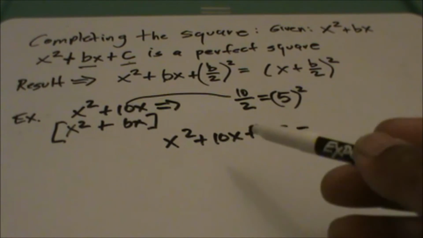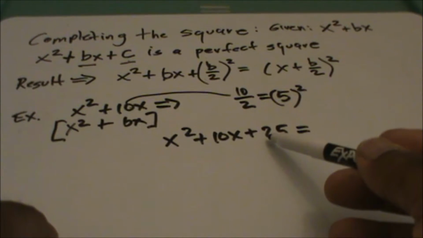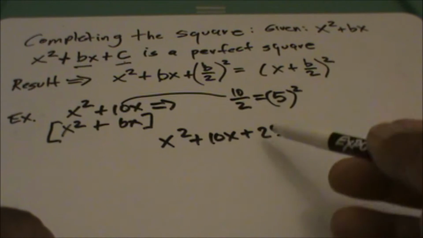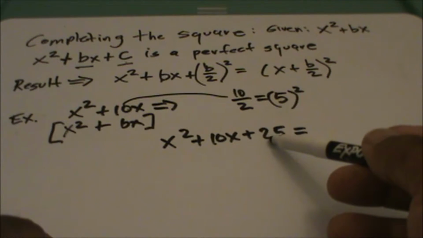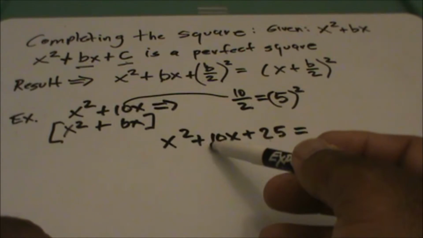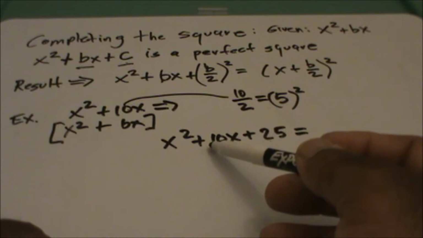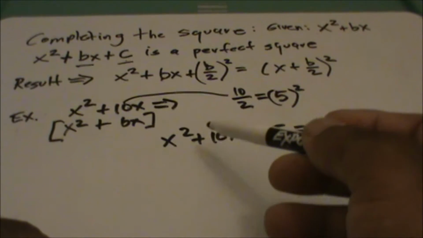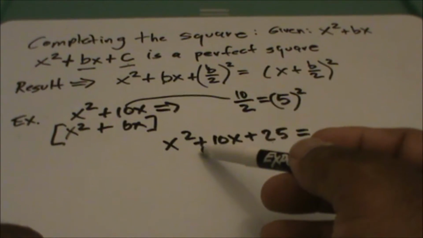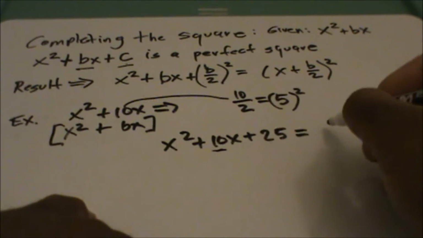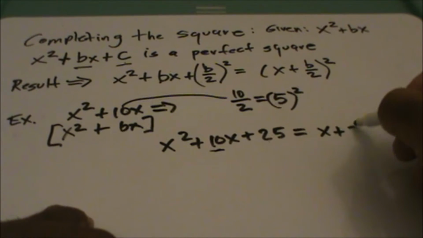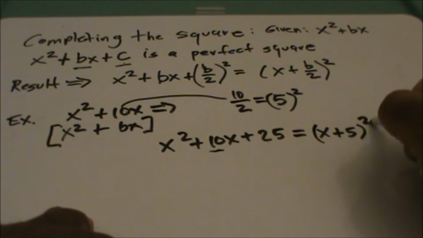Like all perfect squares, we know that 25 represents 5 times 5, and the same two numbers, 5 and 5, if you add or subtract, will give you the middle term. In this case, it will be a positive 5, because two positive 5s, 5 plus 5, will give you the 10. All right, so we write it as x plus 5 squared.